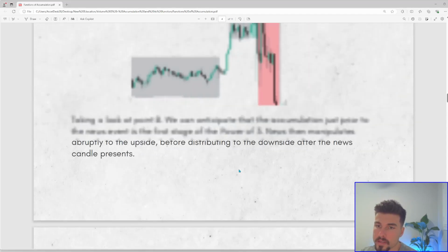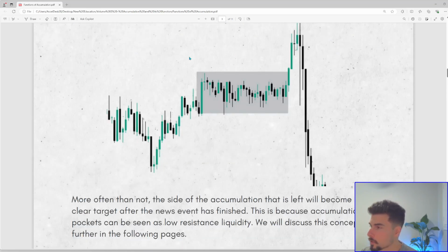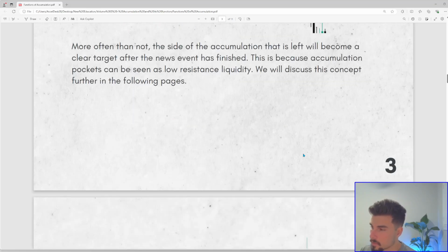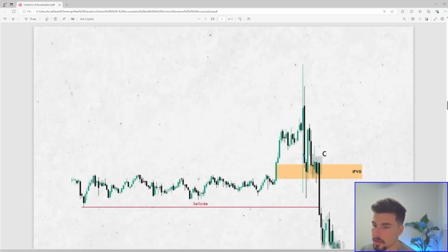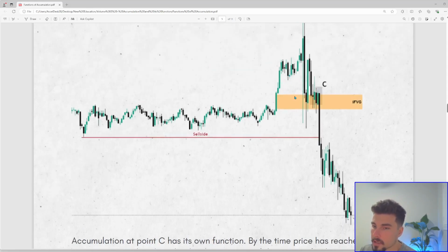So again, all these concepts, right, can be used as a market maker model. Original accumulation, manipulation to tap into some higher time frame PDRA, and then distribution to tap that original accumulation. So market maker models and the power of three paired with news driver events as manipulation, you're merging these concepts together.